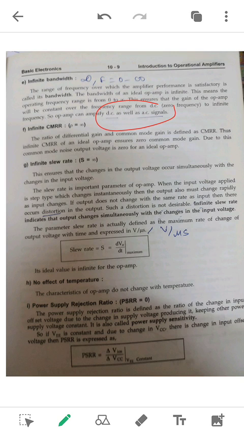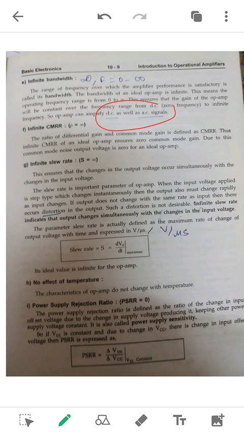So, infinite CMRR, the next parameter. Already we discussed the common mode rejection ratio. Even though the V1 and V2 difference voltage is present, many unwanted signals and noise are present. That noise we have to reject. That rejection is called CMRR, and it is the ratio of AD by AC. So it is infinite, as we have already seen.